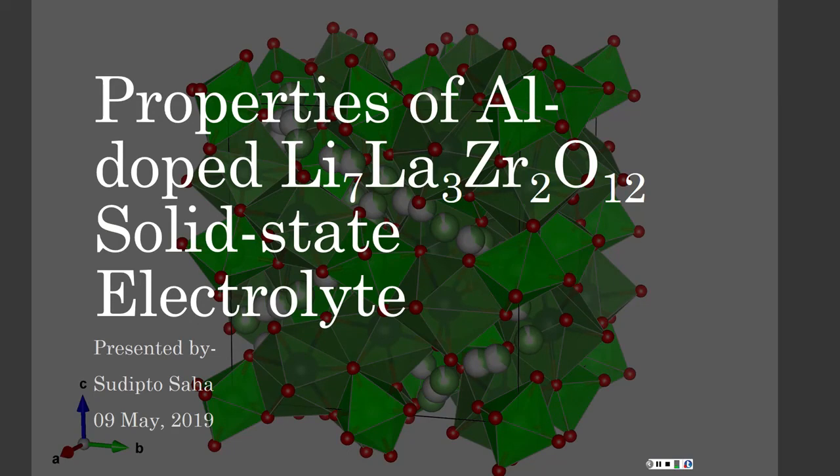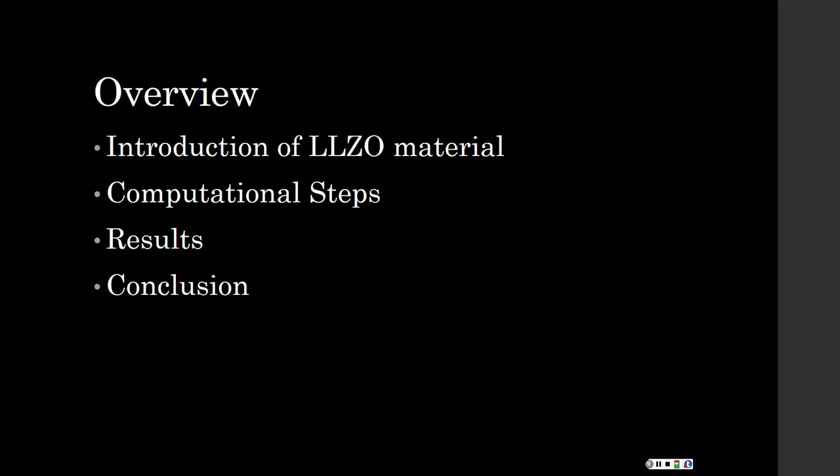Hi everyone, this is Shaha. I'm going to talk about the properties of aluminum doped solid state electrolyte. Before starting my presentation, I will just introduce what I am going to talk about today. We will talk a little bit about the structure on which I am working, and then the calculation steps that I have followed, and then the results that I have found, and I will try to describe why this is happening. I will try my best. I'm not sure how much I will go through, and then hopefully we will conclude at a certain point.